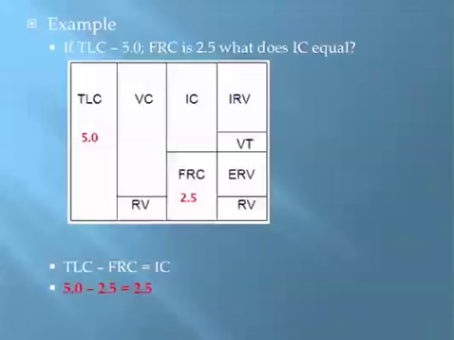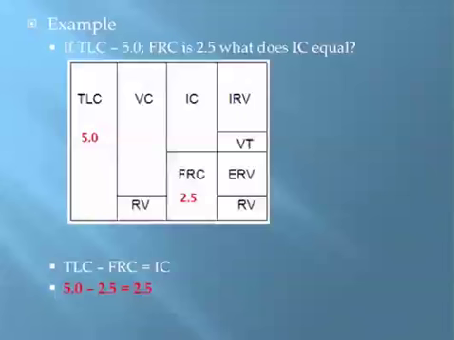If you look at the box, it can guide you. You don't have to memorize these. Look at the box. If TLC is over there on the left, and if IC and FRC equal TLC, then if you take TLC minus FRC, it's going to equal IC. Okay? So spend some time here.